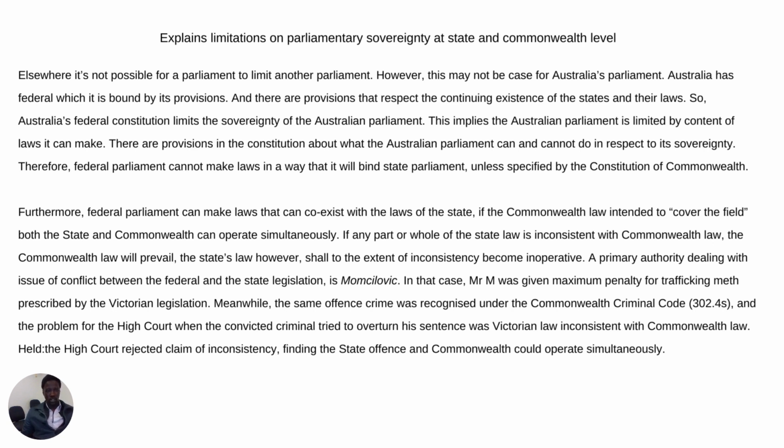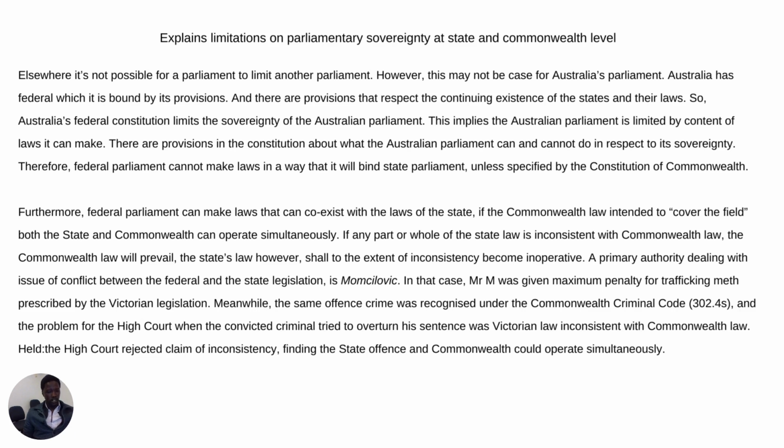Now let's move on to the limitations on parliamentary sovereignty at state and Commonwealth level. Having looked at the rationales, now we'll look at the limitations on parliamentary sovereignty. Elsewhere, it's not possible for a parliament to limit another parliament. However, this may not be the case for Australia's parliament. Australia is a federation, which is bound by its provisions. So it has a federal constitution, and by the provisions of that constitution, it is bound.